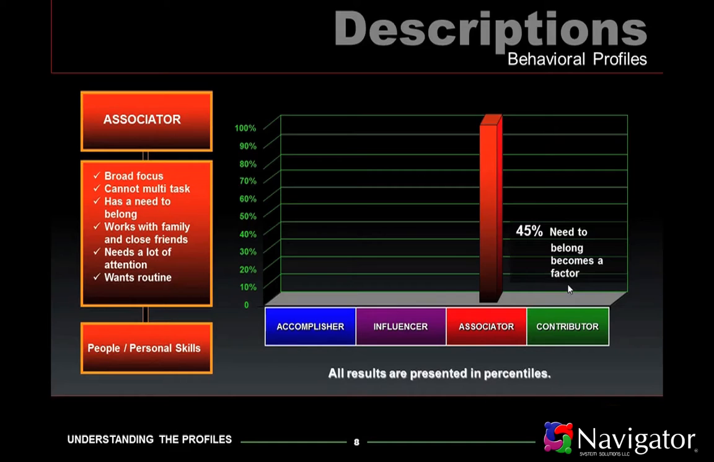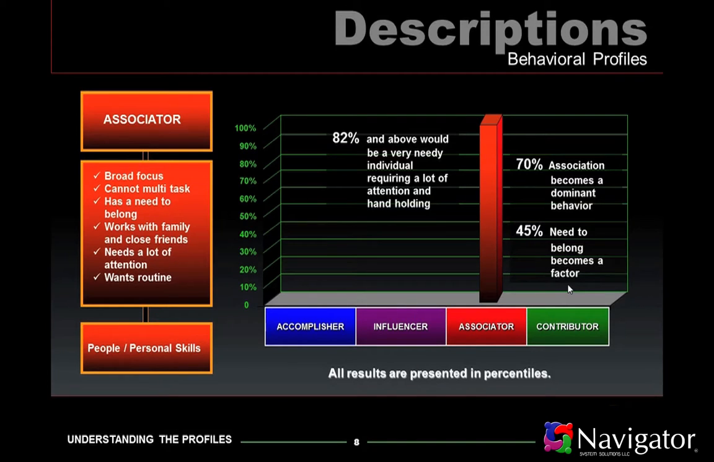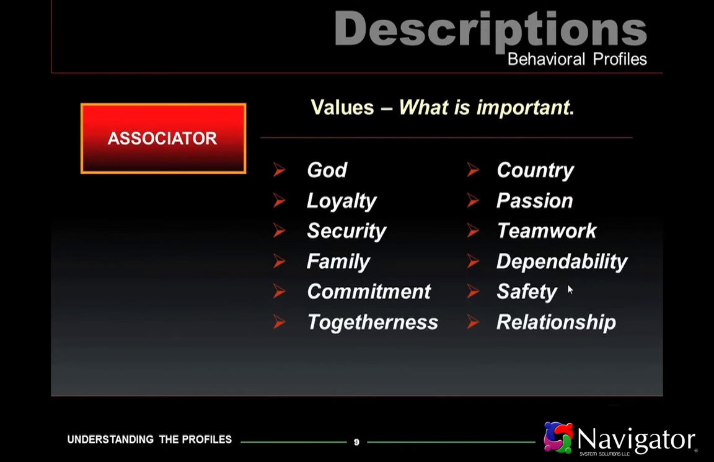What we've learned from our research is that at 45%, the need to belong becomes a factor. At 70%, it's starting to become a dominant factor. And at 82% or above, what happens is that this sense of belonging, the sense of association, this trust building gets a little out of whack, and they tend to be incredibly needy. So if we've ever heard someone say or refer to somebody else as being excessively needy, needing a lot of hand-holding, a lot of touchy-feely kind of association, it's generally because they are a high dominant associator. We need to look at that.